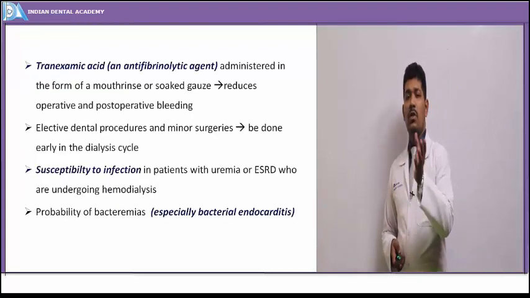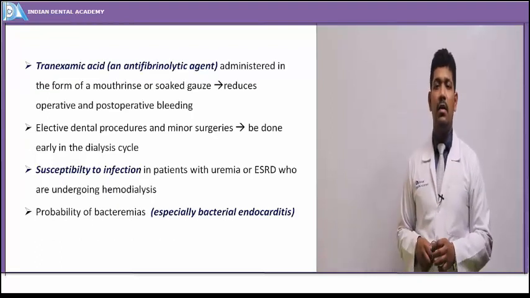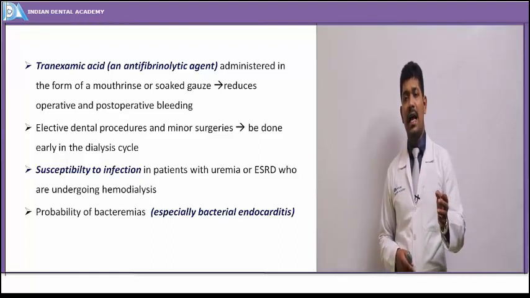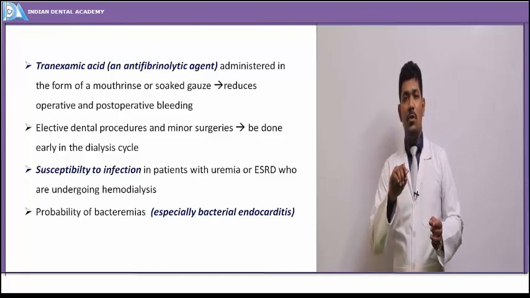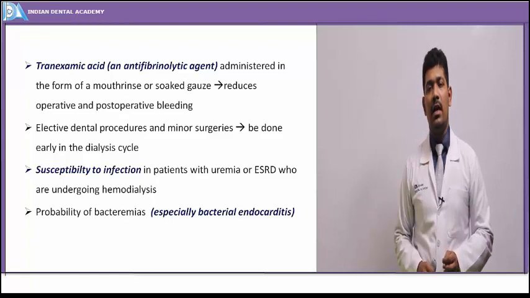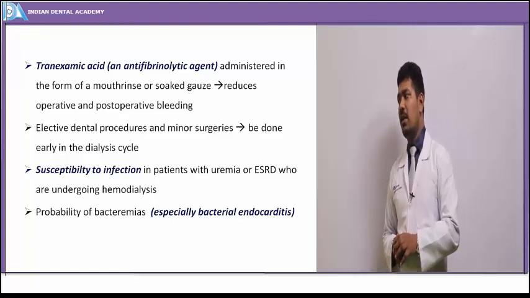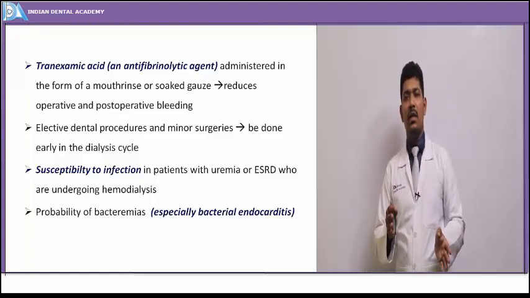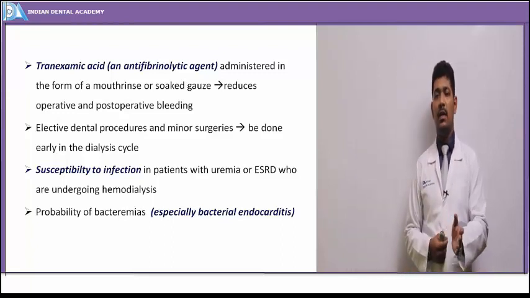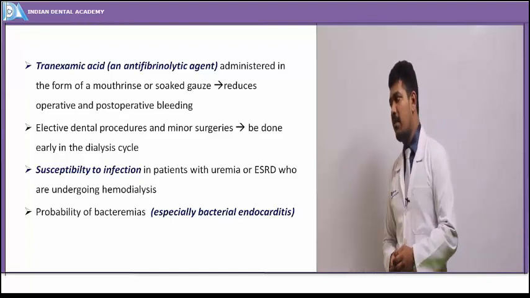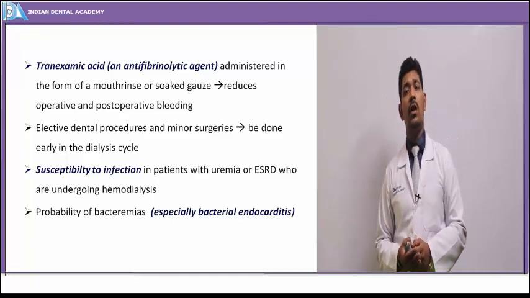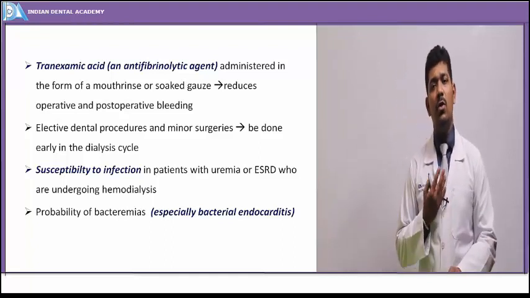Another most important measure is tranexamic acid, which is an antifibrinolytic agent, which can be soaked up in a small cotton gauze and placed over the area with excessive bleeding. So these have to be easily available for the dental physician before touching any person with CRF, or chronic renal failure.